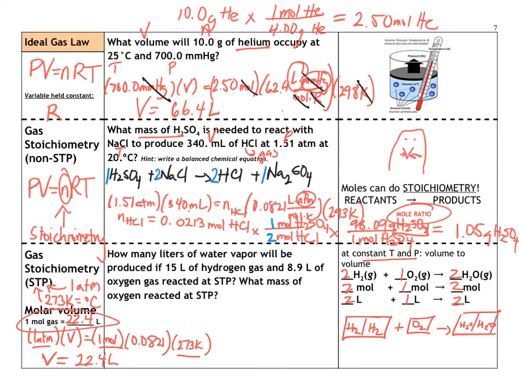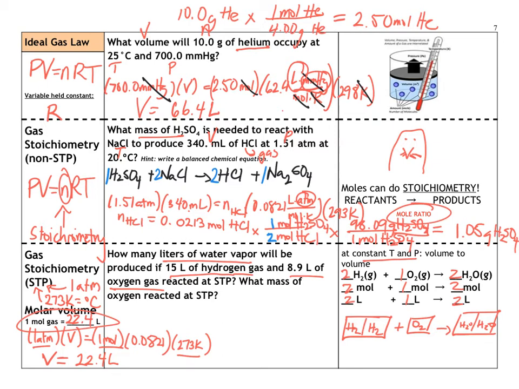So when you do this, you can look at this problem with respect to the liter to liter ratio. Now it says right here, how many liters of water vapor will be produced if you have 15 liters of hydrogen and 8.9 liters of oxygen. So if you look at this carefully, it looks like you're given both reactants and the volume of both reactants. So one is going to limit how much product, which is water vapor, will form as a result. So we're going to have to determine the limiting reactant.